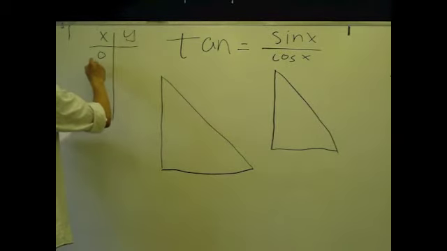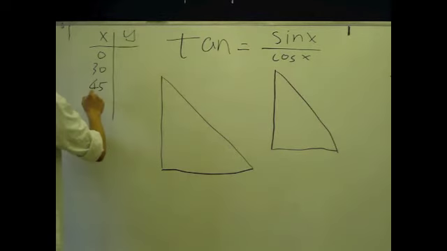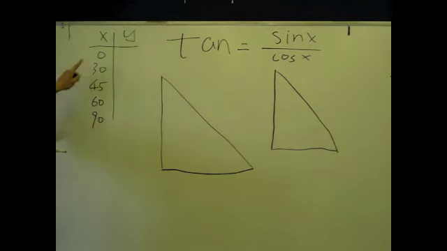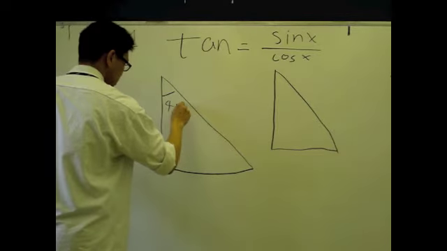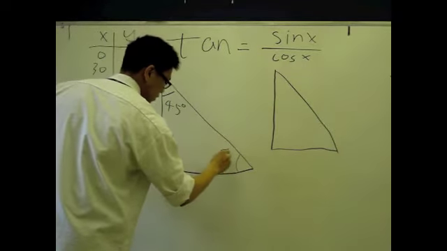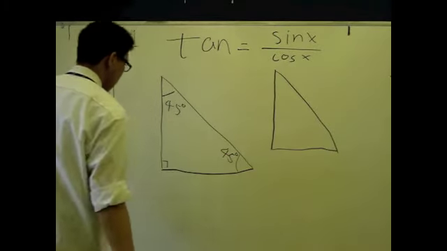And then I start to write down the special triangle angles: 0, 30, 45, 60, and 90. Why do I want to use the special triangle? Because I can get the answer easier from the special triangle, like 45 degree, 45 degree, and 90 degree.